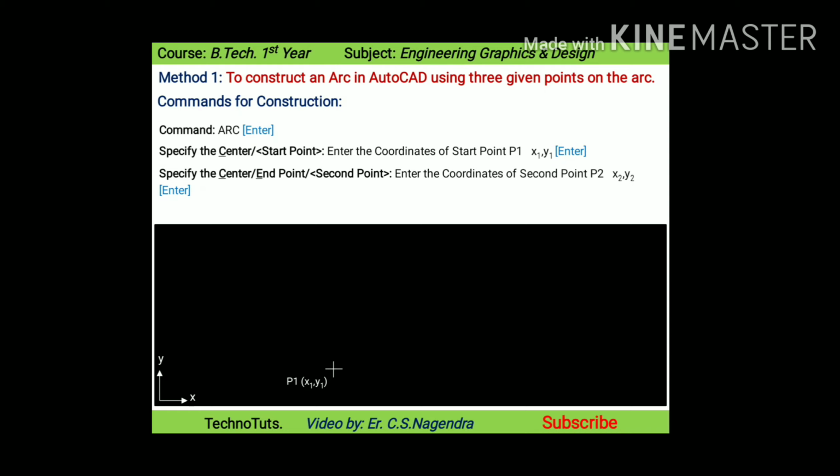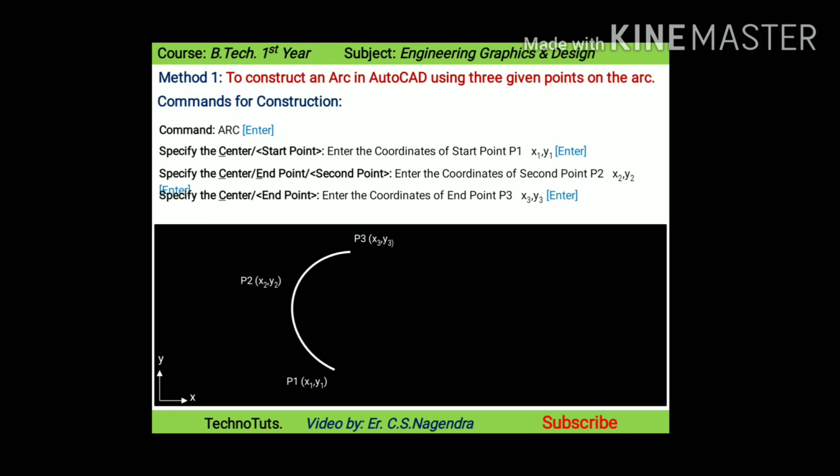Now the computer will ask you to specify the center, end point or second point. Enter the coordinates of the second point having coordinates x2 y2 and press enter key. You will see point P2 will also be visible on the screen. Now the computer will ask you to specify the center, end point. Enter the coordinates of endpoint P3 having coordinates x3 y3. You will see an arc will get constructed on the viewport passing through points P1, P2 and P3. Okay students, got it? Now let us move to method number 2.